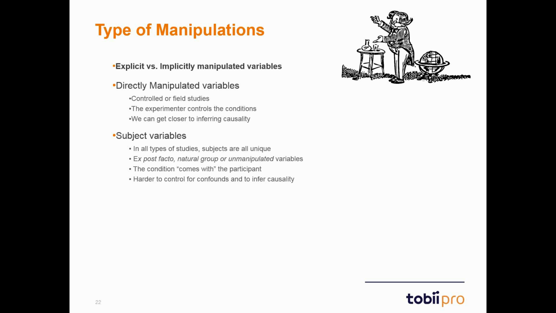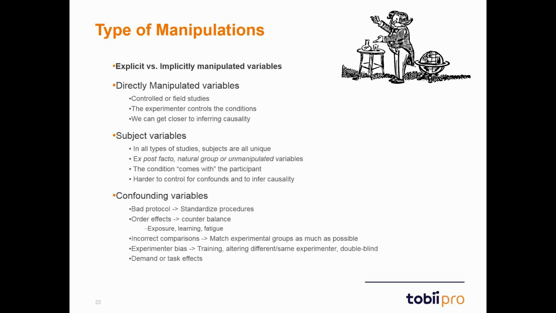So there's a lot of things to keep in mind, and the general idea is that there are these compounding variables, where bad protocol, potentially order effects where people are learning something about the stimuli that you're giving, or maybe you're making incorrect comparisons where you're comparing old people versus young people when you should be comparing old people versus old people and young versus young.